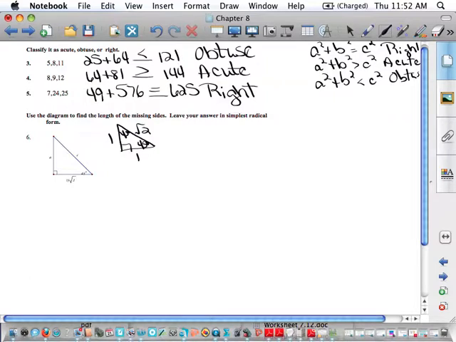One is to use the reference triangle. So if I want to use the reference triangle, I would say that the leg of my reference triangle is to the leg of the triangle in the problem, as the hypotenuse in my reference triangle is to the hypotenuse of my example problem. So now I get a proportion, and I can cross multiply.